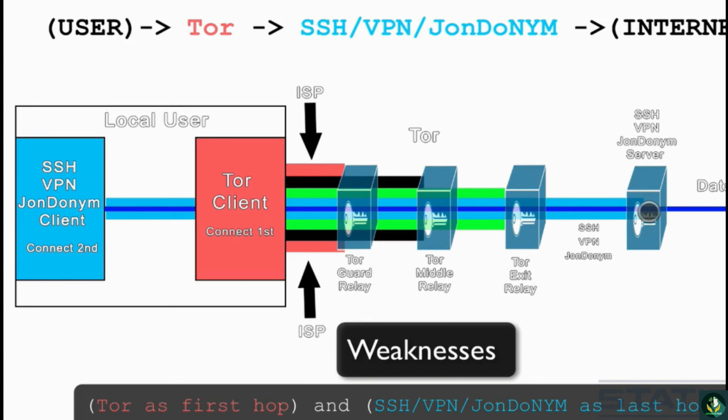Before this, three layers of multiple hops are connected, and the local user or Tor client first goes to the Tor guard relay, and of course with the help of the ISP, but in the last the SSH VPN John Doe server stops it. The SSH VPN and John Doe server are the best protection against the local user Tor client, and Tor and VPN are totally two different systems.